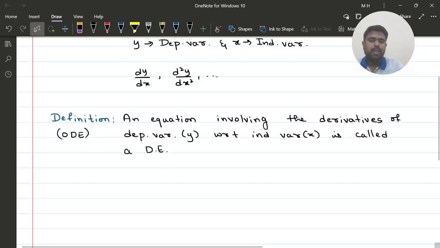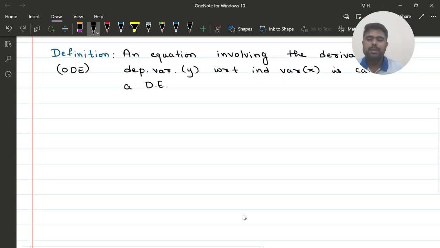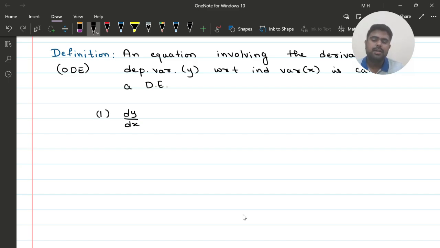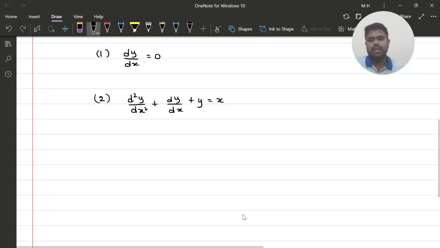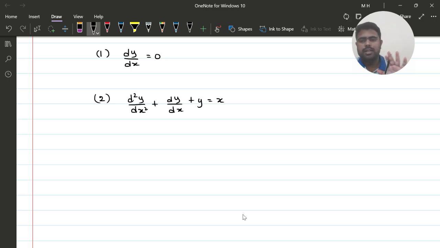Now, if I have to write down a few examples for this, the first example is dy by dx is equal to 0. The second example is d square y by dx square plus dy by dx plus y equal to 0, or plus y equal to x, anything is fine. It should have the derivatives, that's all.